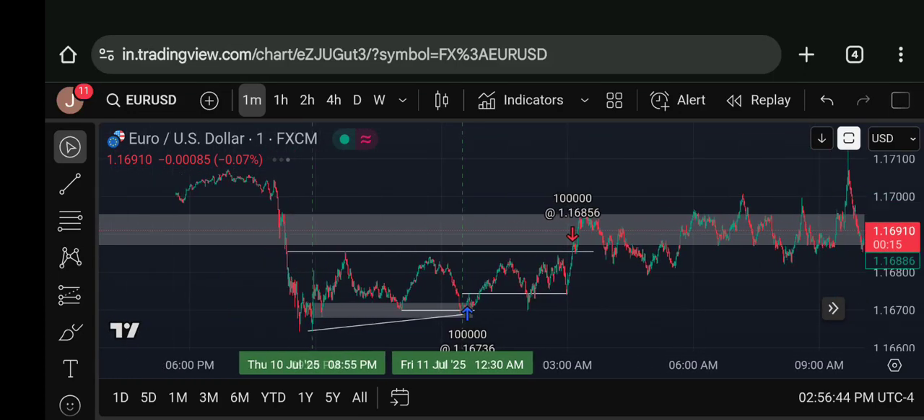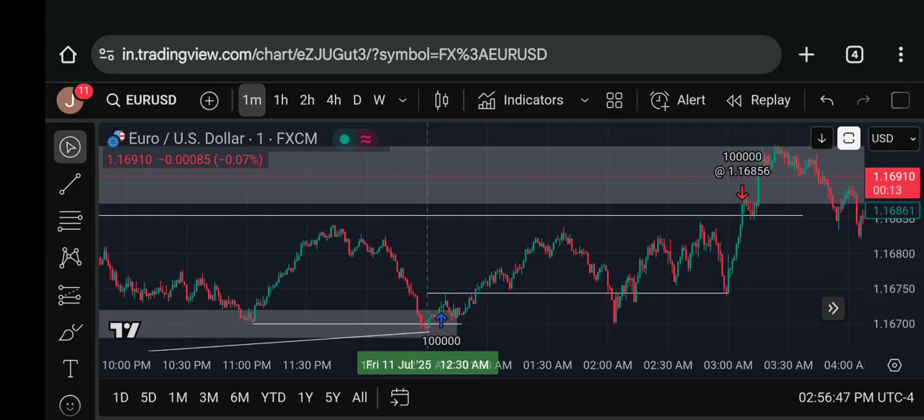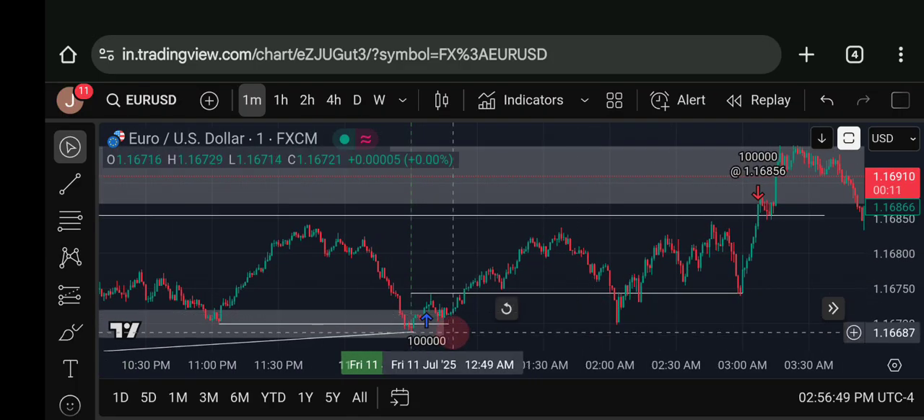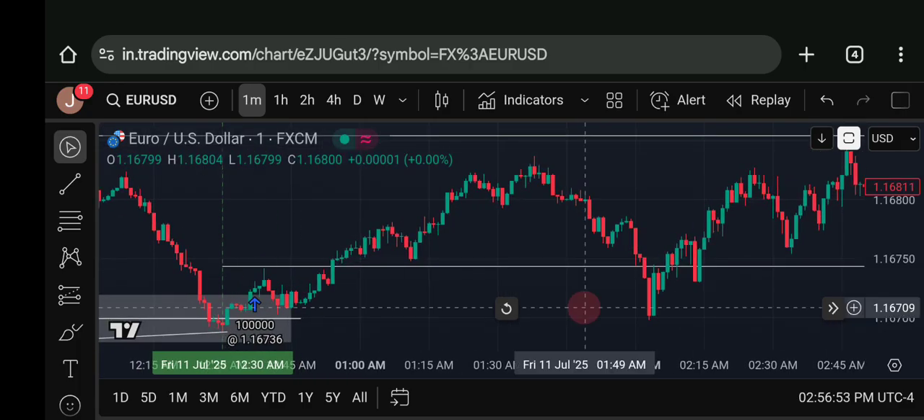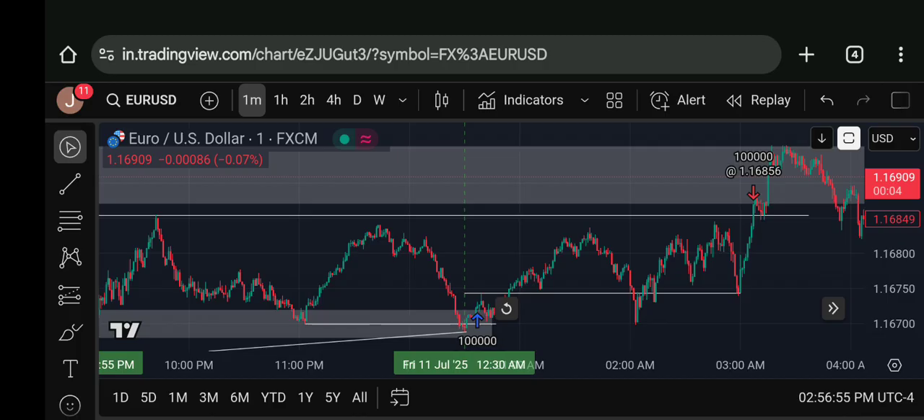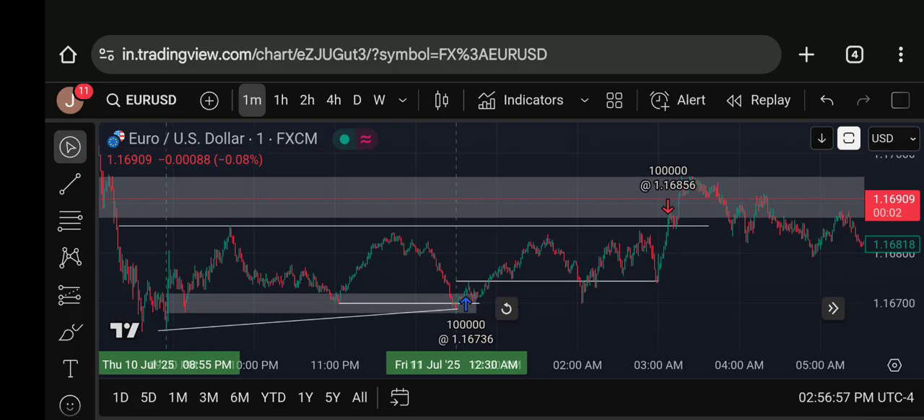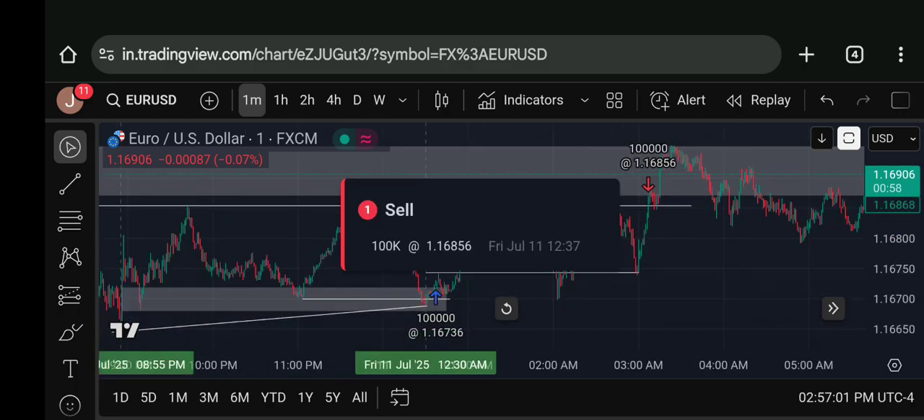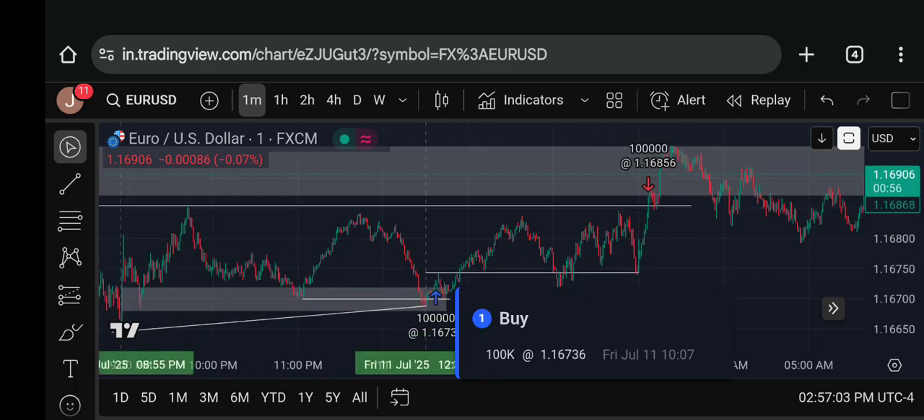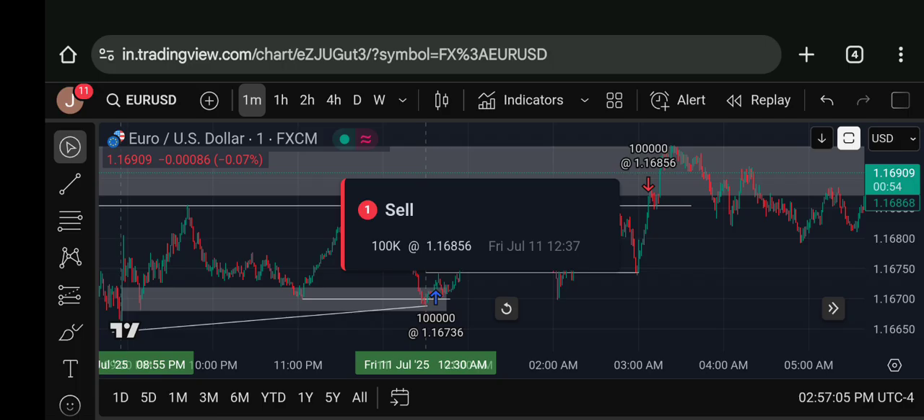You can finally see that my take profit is hit. I entered here on 1.16736 and then my take profit is hit here at 1.16856. You can see that I bought it here and my take profit was hit here. So let's break down the trade, guys. Finally, my take profit is hit.